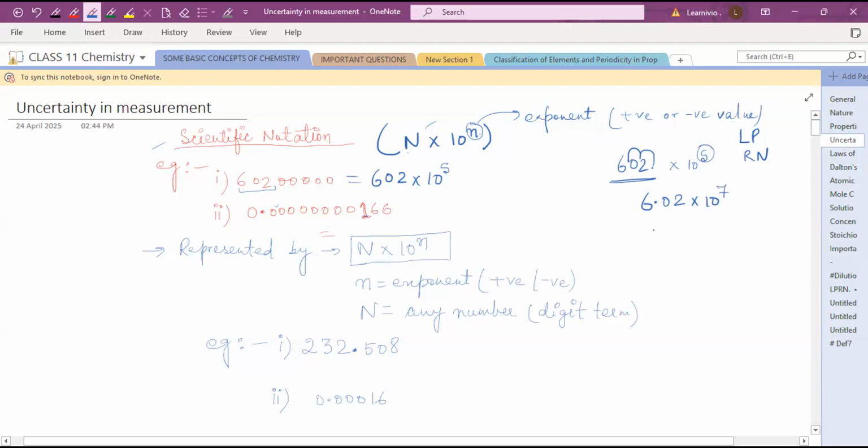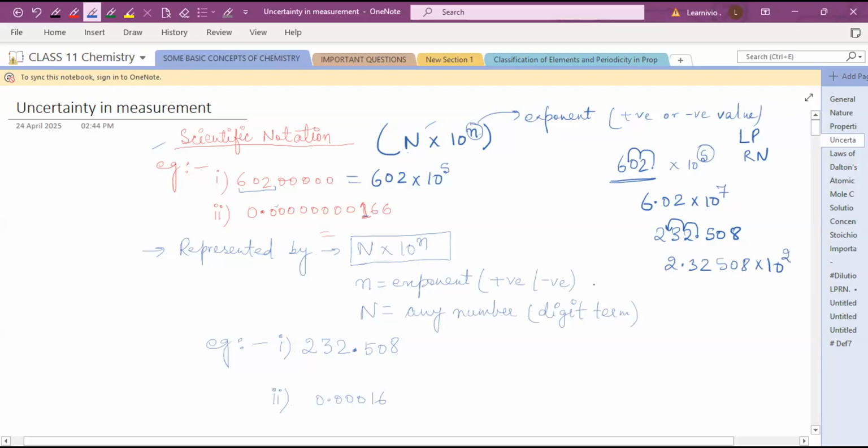Similarly, if I give you 232.508, right? So in scientific notation, how will you write this? We know that in the standard form of any number, the scientific notation, we have to put the decimal after 2. The decimal is already there after this 2, right? So we have to shift this decimal here. So it's 2.32508 into 10 raised to the power... We are shifting 2 digits leftward, so obviously 2. Positive, not the negative one.